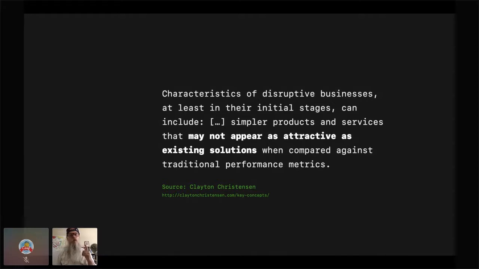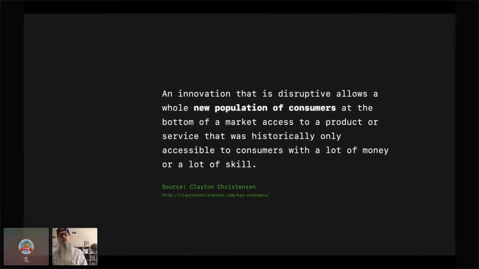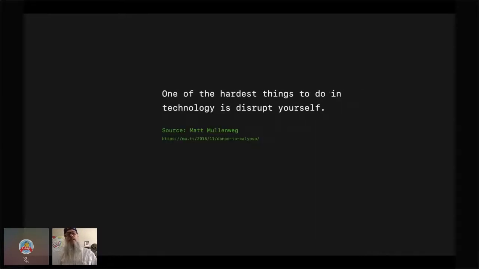There's another point I want to make: innovation that is disruptive allows a whole new population of consumers at the bottom of a market access to the product. And these new consumers or new users may not have a lot of skill or a lot of money to initially be a part of this. So thinking about these two things, I want to continue with disruptive innovation.